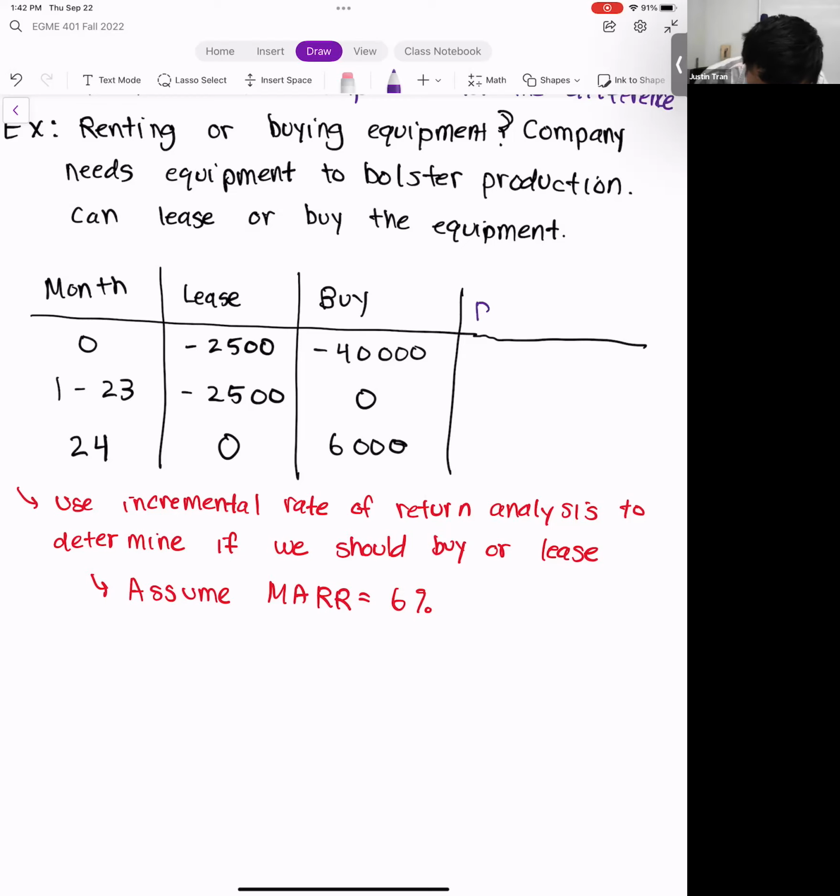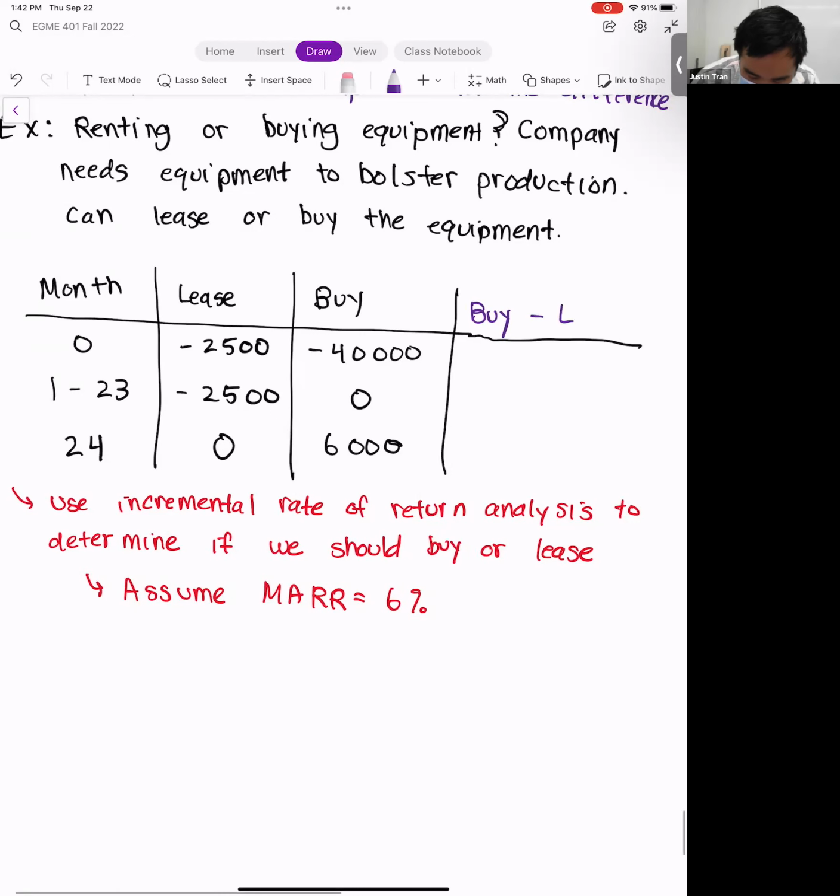And so for this case, it's fairly obvious. The one with the higher initial cost is going to be buying, and the one that's lower is going to be leasing. So we're going to take the difference between buying and leasing.